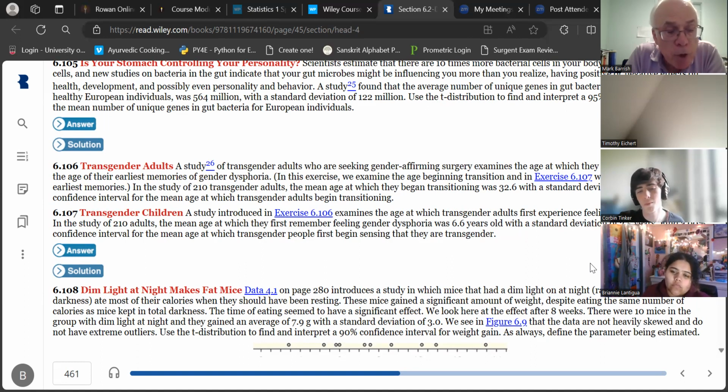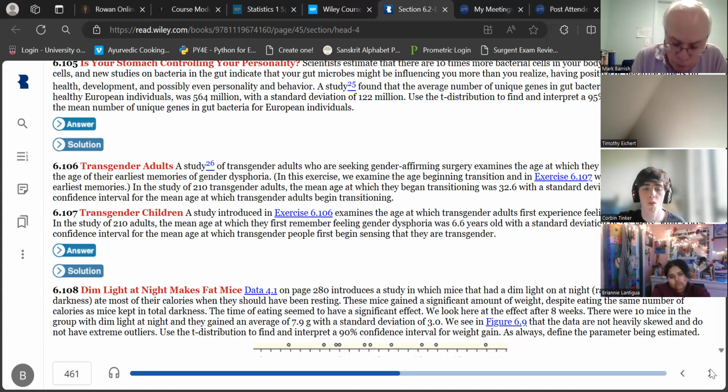In the study of 210 adults, that's your sample size, the mean age at which they first remember feeling gender dysphoria was 6.6 years old, with a standard deviation of 3.7 or 3.5 years. Find a 90% confidence interval for the mean age at which transgender people first begin sensing that they are transgender. All right. So it's a pretty good problem.